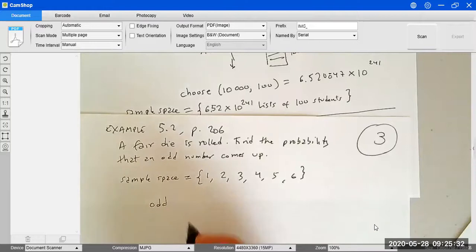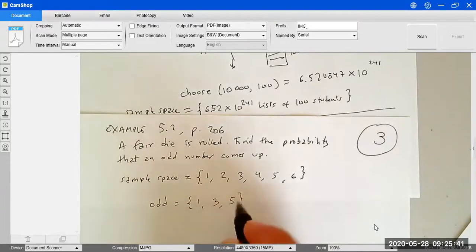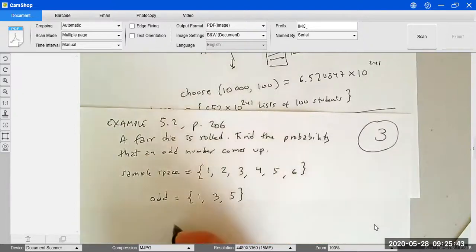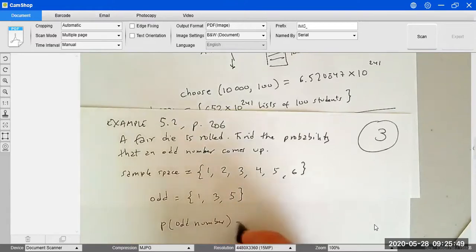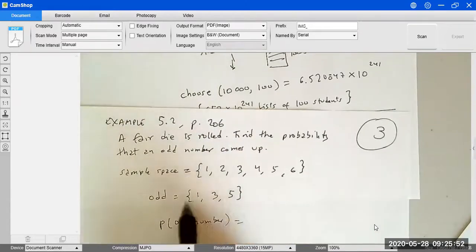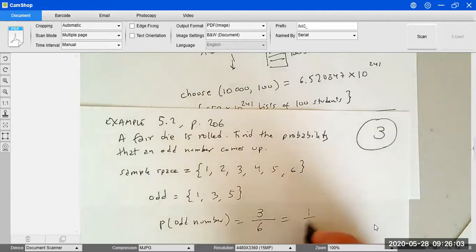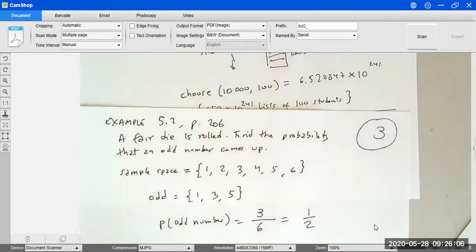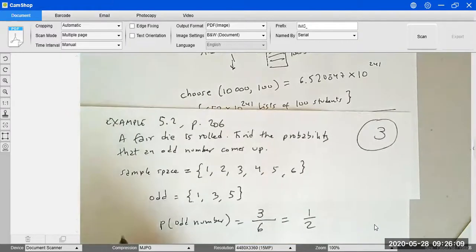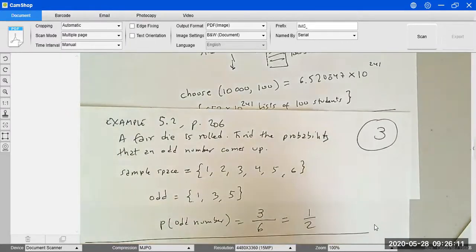To have an odd number, the outcomes are just 1, 3, and 5. So what is the probability of getting an odd number? It is going to be the frequency of this event. This event only contains 3 elements, and over the total number of outcomes, which is just 6. So this is going to be 1/2. That is the probability of getting an odd number when you roll a fair die.